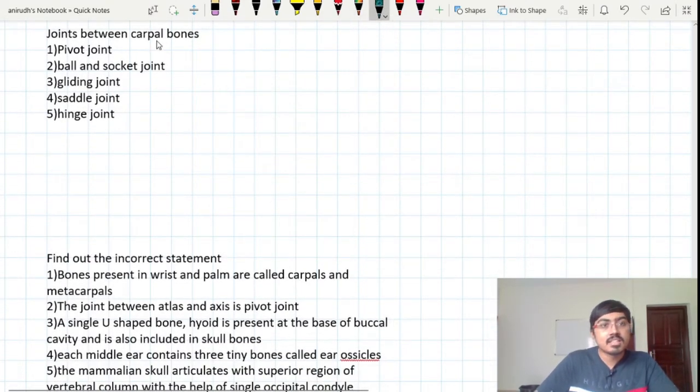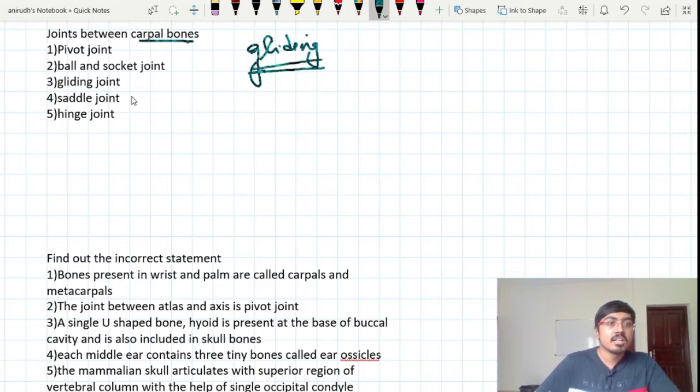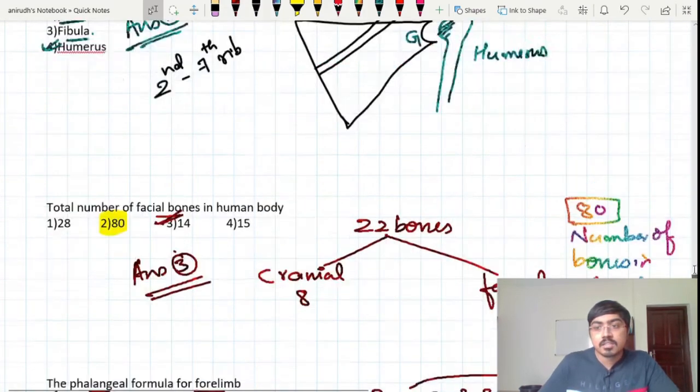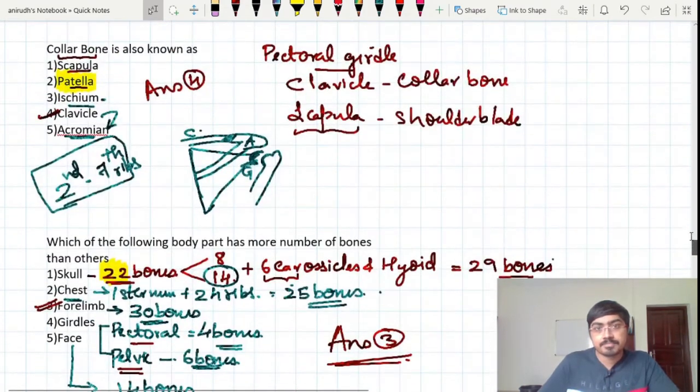Joints between the carpal bones. Gliding joint. Okay, so this is the answer. Gliding joint is the answer. We have discussed this now, isn't it? Now, if you want me to show you what I have done in the class again, to discuss this again, we'll also do that.